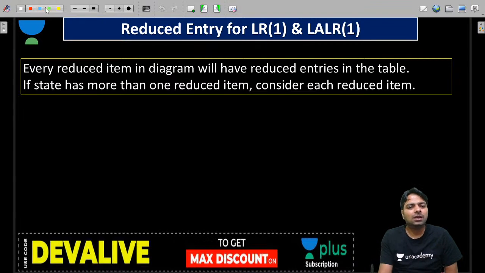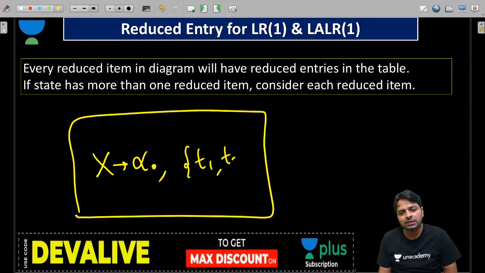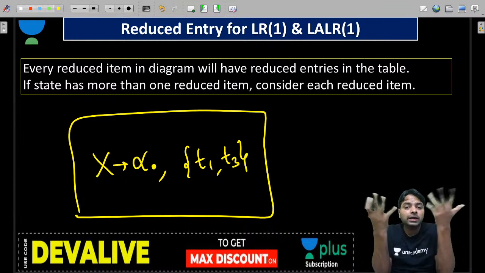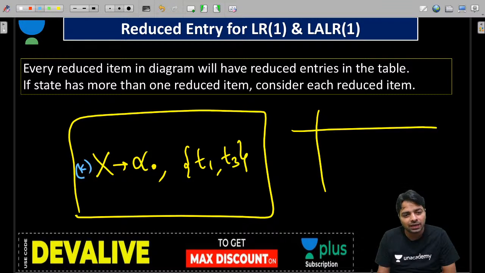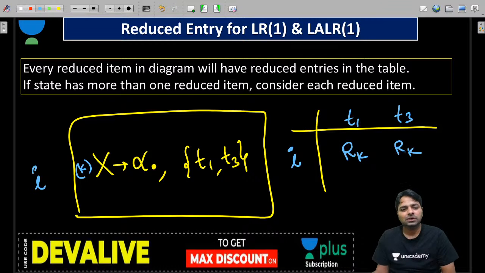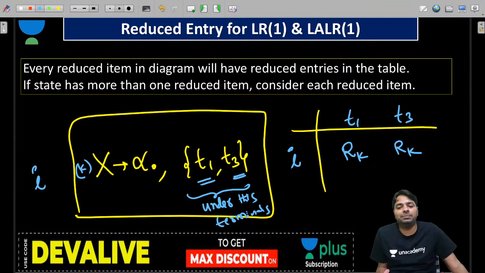Reduced entry of LR1. LR1 is so easy now, because if you have X derives alpha dot, you have already computed something like T1 comma T3. Are you clear on this point? You already have it. So what do you have in the table? If I assume this production number K and state number I, then in row I under T1 and under T3 you write RK directly, because you already have the followers. Under these terminals only we give an entry. We don't compute follow of X additionally because it is already computed.